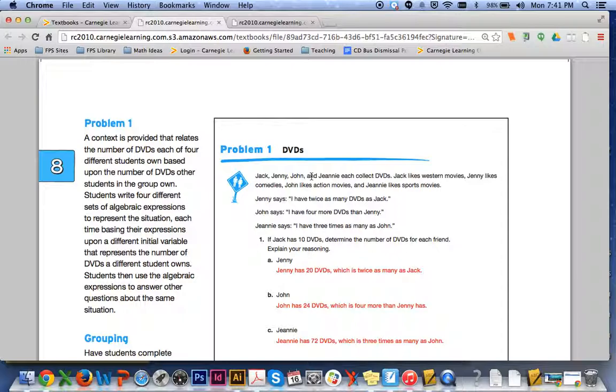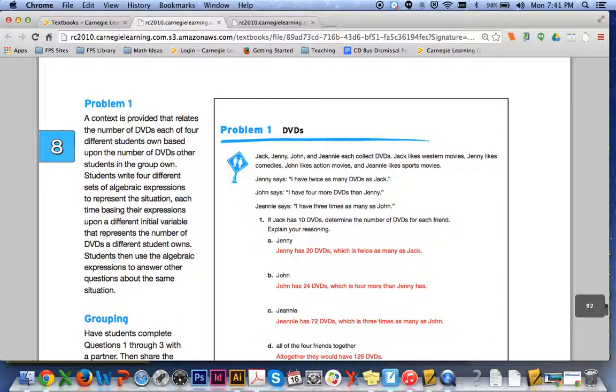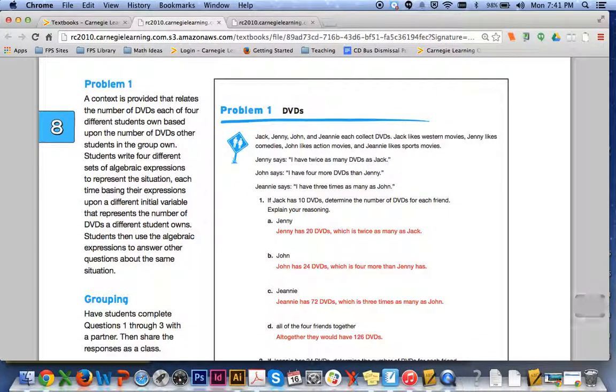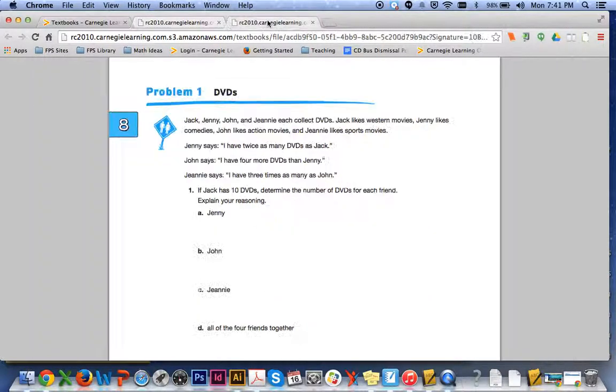So as you can see on the answer key here, like we said, Jenny has 20 DVDs, which is twice as many as Jack. John has 24 DVDs, which is 4 more than Jenny has. And Janine has 72 DVDs, which is 3 times as many as John. You'll notice how the answers are all explained with their reasoning. It said explain their reasoning, so make sure that you've done that as well. So altogether they would have 126 DVDs if you added all those up together.